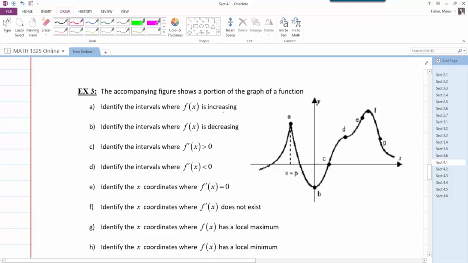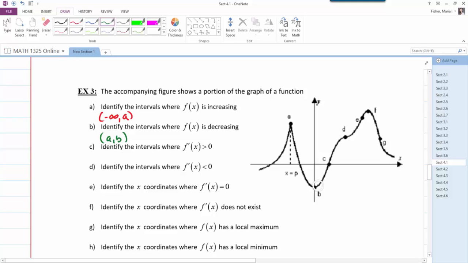Recall that means that you're going up from left to right. So notice that from here to here I'm going up, so I know that from negative infinity to a, I'm increasing. Well, from a to b, I'm going down, so that would mean I'm decreasing, which is the letter b, so I know from a to b, that interval I'd be decreasing.